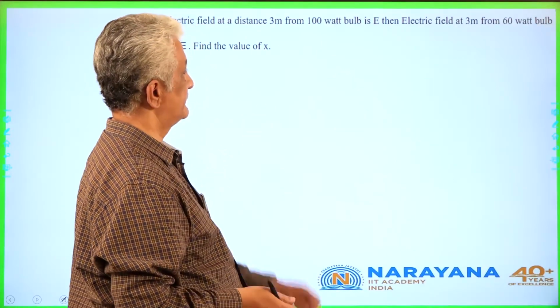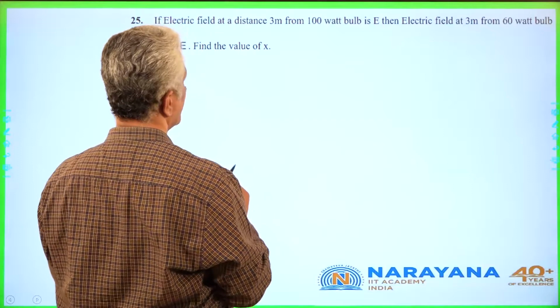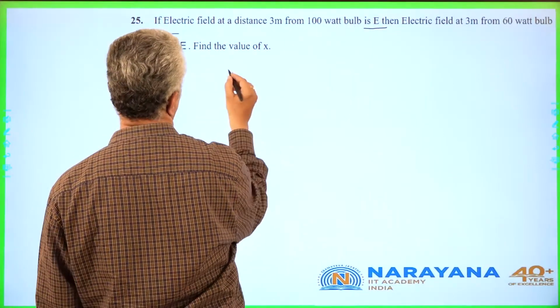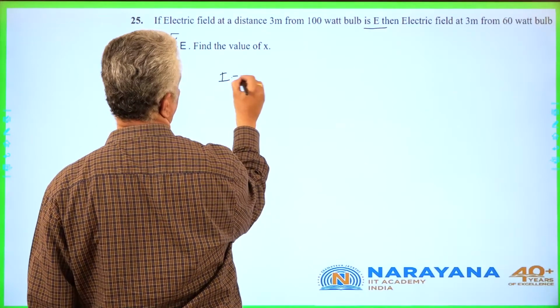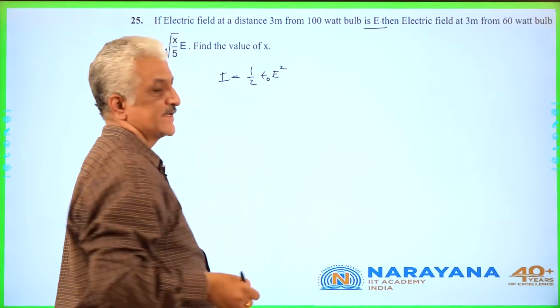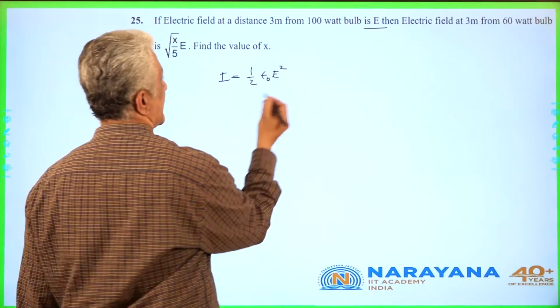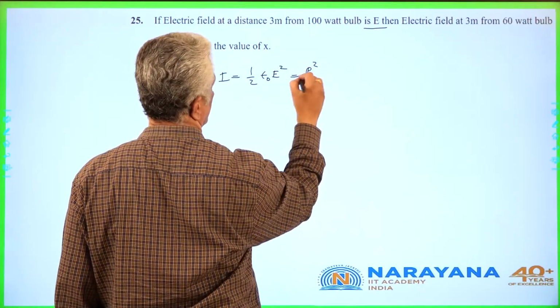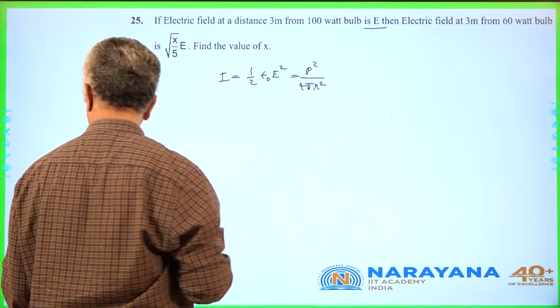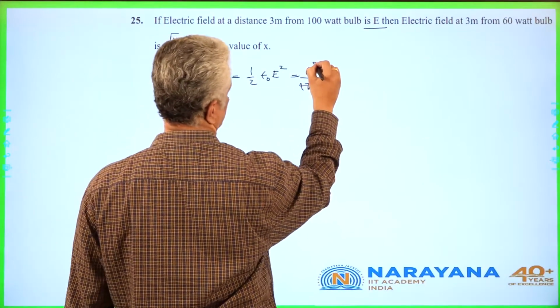Next, 25. Particularly, he is saying electric field. In the case of electric field, we have the intensity, which is otherwise called electric field energy density. That is half epsilon naught E square. Another one, P by 4 pi R square, we write here. Not P square, we call it P here.